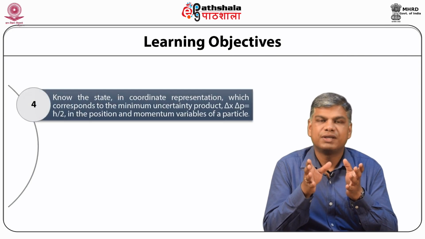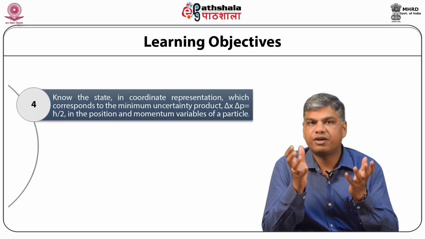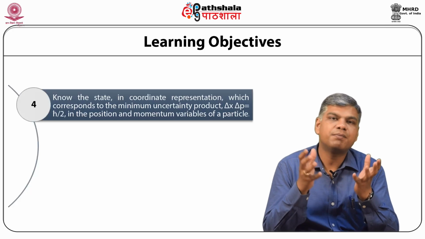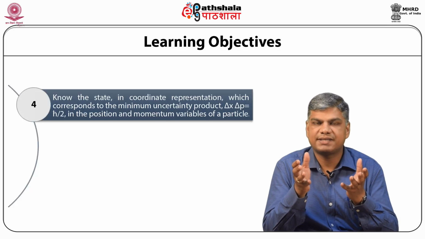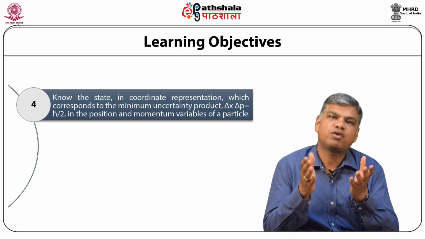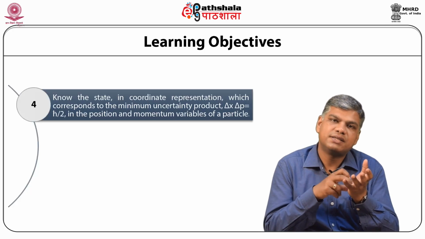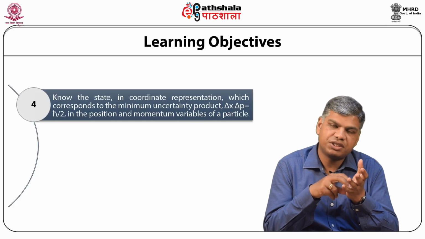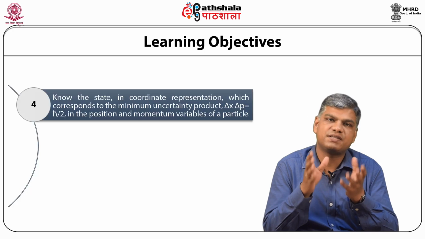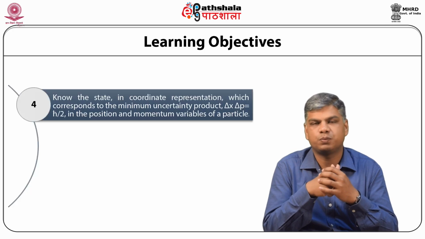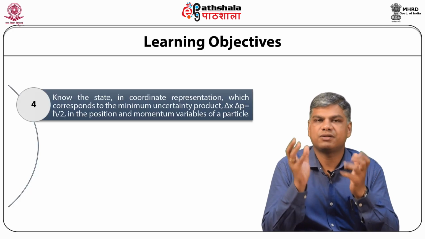We'll then know the state in the coordinate representation which corresponds to the minimum uncertainty product, delta x delta px, is equal to h cross by 2, that is, the uncertainty in determining the position and the uncertainty in determining the momentum is equal to h cross by 2 in the position and momentum variables of the particle.